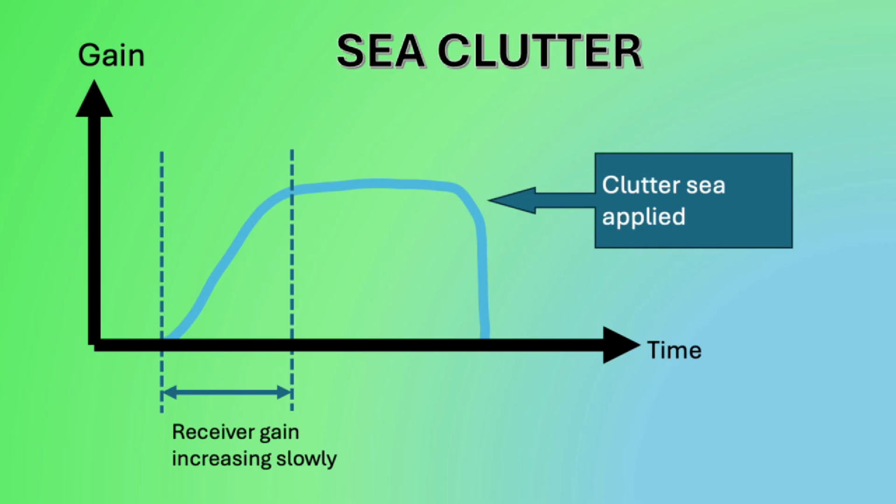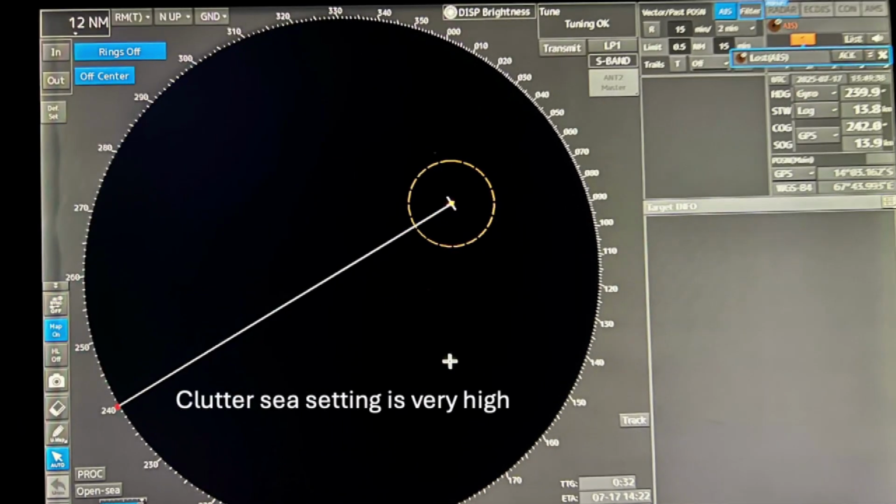However, if the sea clutter setting is too high, together with echoes from sea waves, small targets become invisible as well. Here the sea clutter setting is very high. No sea clutter is shown on the radar screen. Target echo signal is suppressed as well and not visible. Remember, the purpose of sea clutter is not to make the radar screen completely clear, but to remove most of the clutter, while at the same time small targets remain visible.